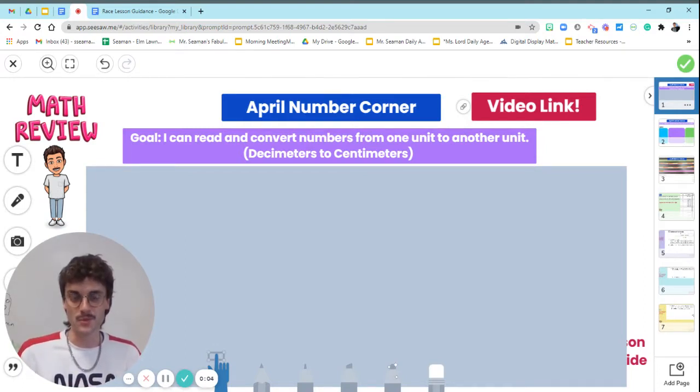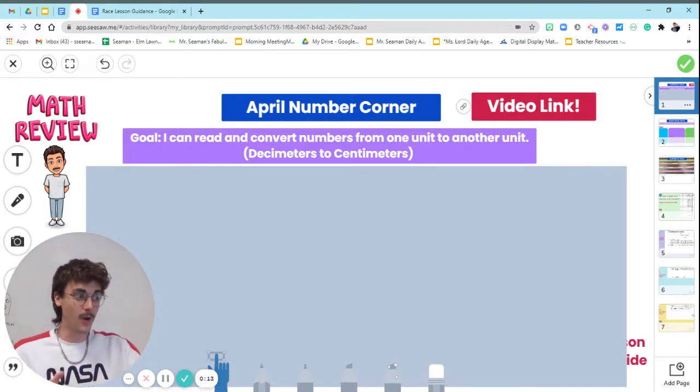What we are doing today is 1 decimeter a day, or our calendar collector. So let's jump right into it. As you can see here, we have my Bitmoji on the screen. It says math review, so we're going to do some math review.